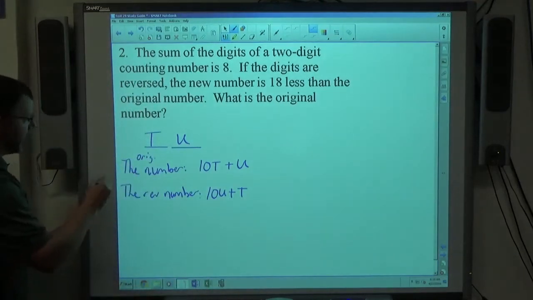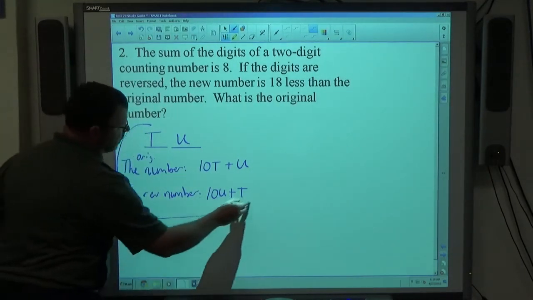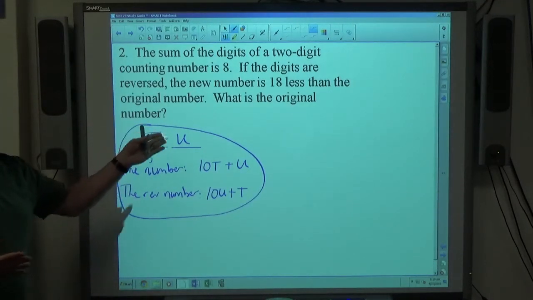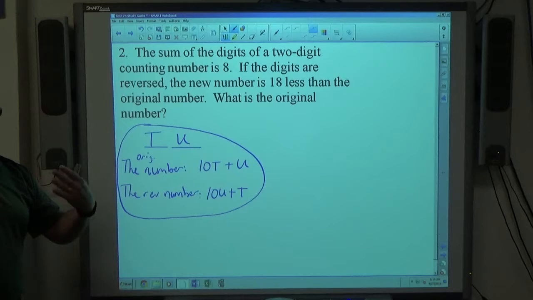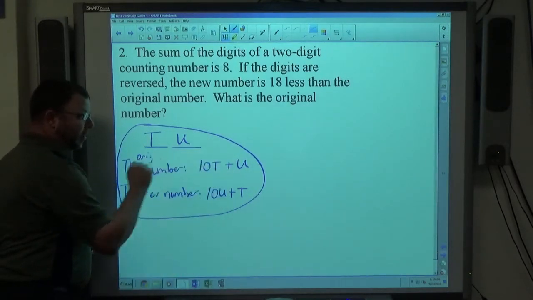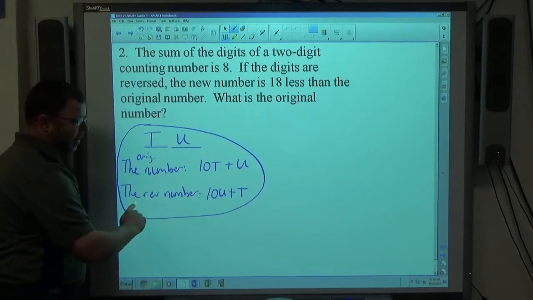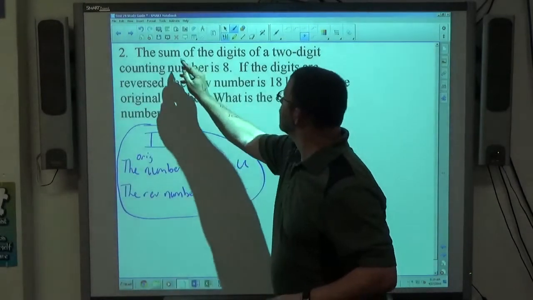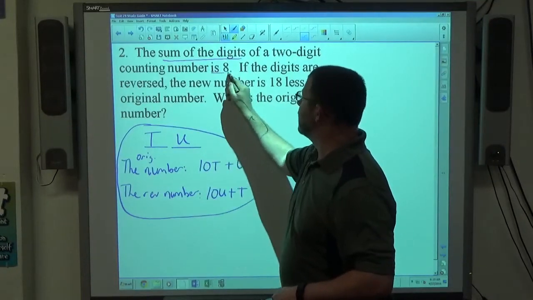So those are the types of relationships they're going to do to give me the facts to create the equations. They're going to talk about the digits. I use the letters T and U to represent that. They're going to talk about the number, the original number, 10t plus u, or the reversed digit number, 10u plus t. So looking at the facts, the sum of the digits is 8.